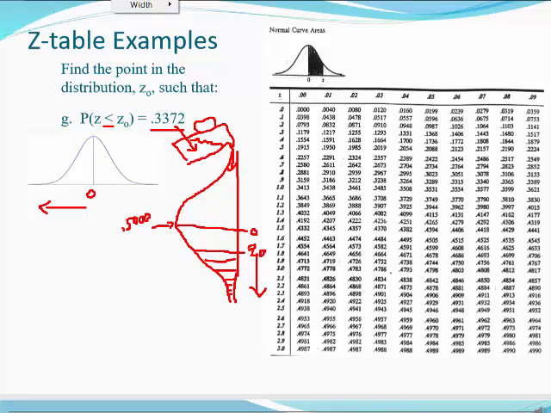And let's see if I can pull down a different color here. I'm going to do the blue. But here's what you've got to figure out. Because our table always deals with inside probabilities, you've got to figure out what this inside probability here is. In this case, we know there's 0.3372 down here. That's not the inside. That's what I would call a tail probability. So how would you find this probability? Isn't it the difference between the 0.5 that's below the mean and the 0.3372 that's below z naught?